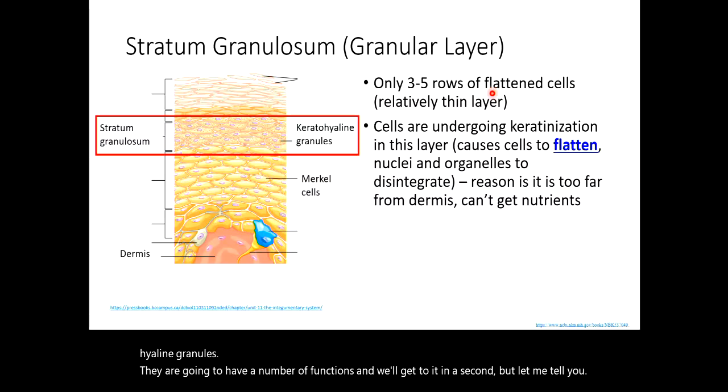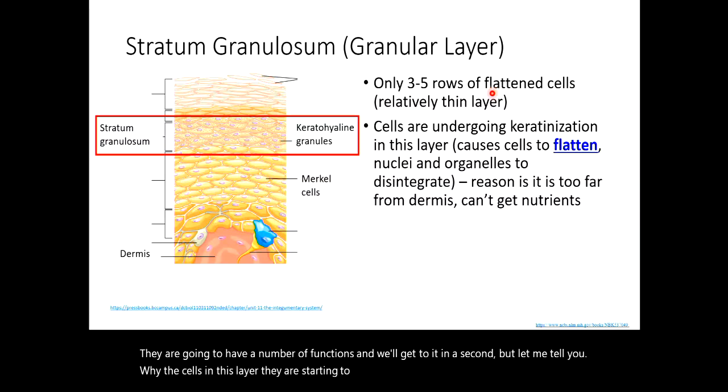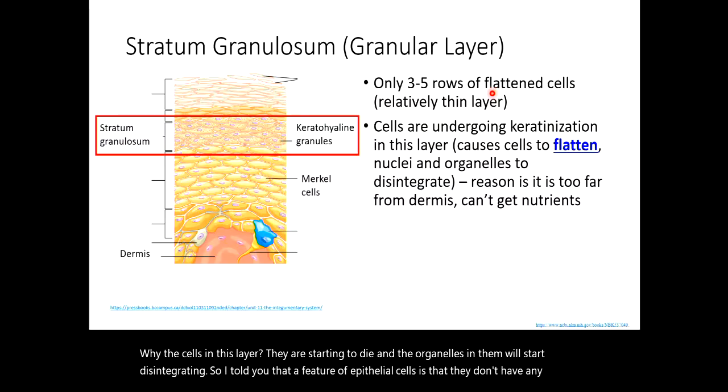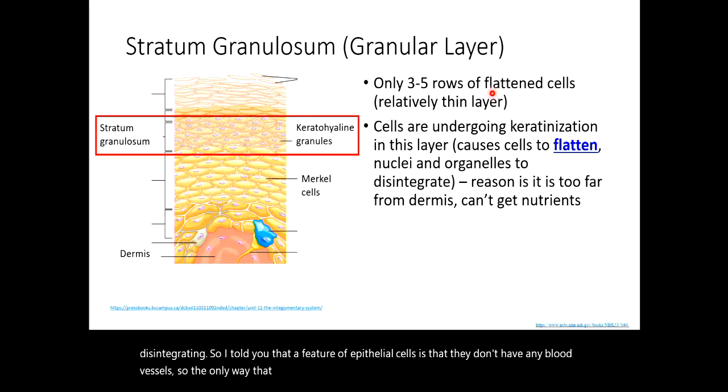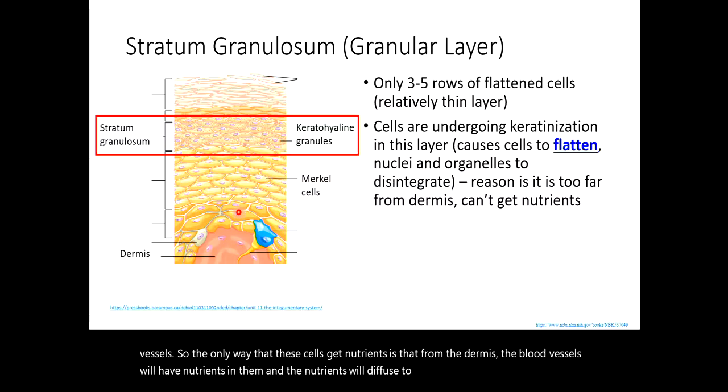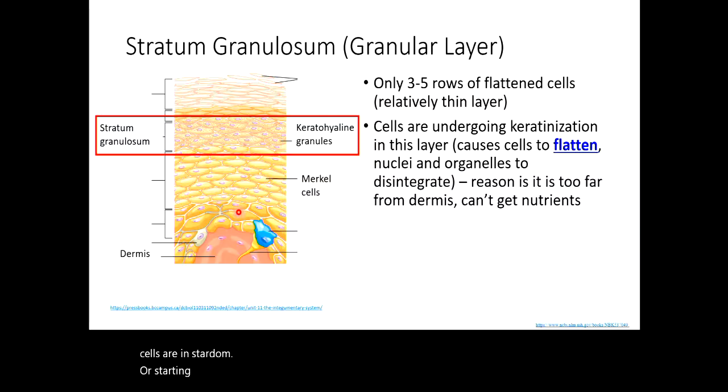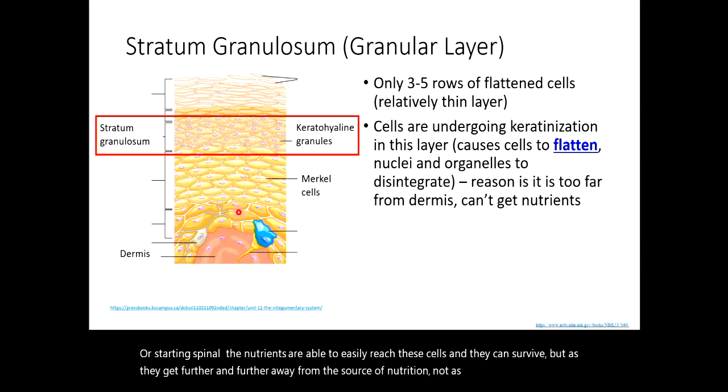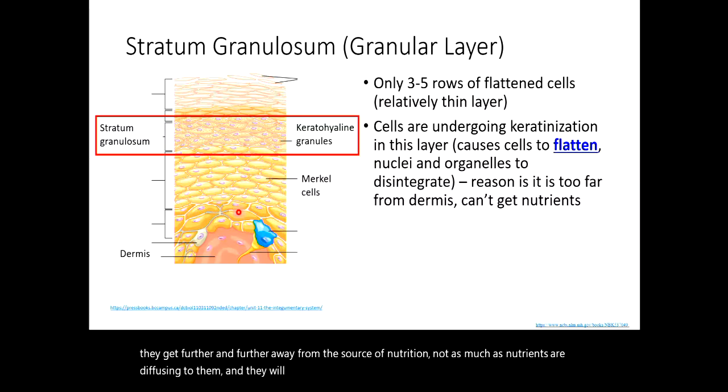why the cells in this layer are starting to die, and the organelles in them will start disintegrating. I told you that a feature of epithelial cells is that they don't have any blood vessels. So the only way that these cells get nutrients is from the dermis, where the blood vessels have nutrients in them, and the nutrients will diffuse to the superficial layers. As long as the cells are in stratum basale or stratum spinosum, the nutrients are able to easily reach these cells and they can survive. But as they get further and further away from the source of nutrition, not as many nutrients are diffusing to them, and they will start dying.